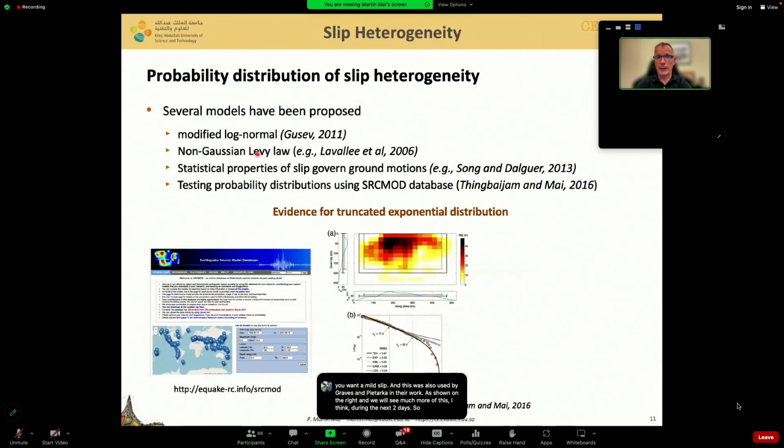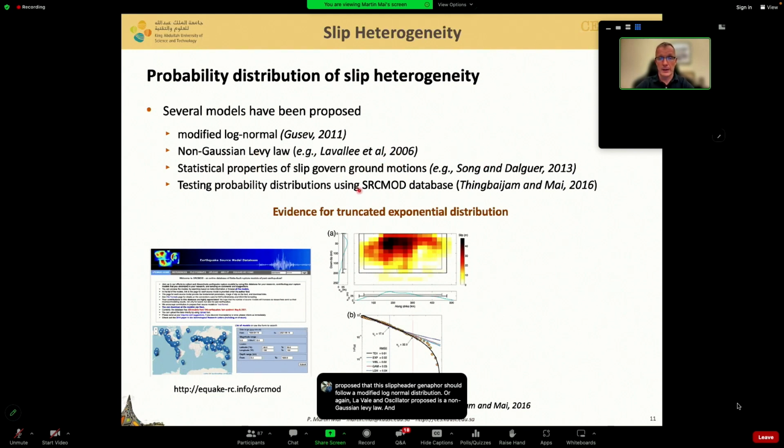So I would like to pose a question now, or I would like to alert you that the probability distribution of the slip distribution, as I showed just now, so the 1-point statistics of slip on the fault in these simulations, is actually automatically constrained to follow a normal distribution, a nice smooth Gaussian, which may or may not be true. In fact, Gusev, who unfortunately passed away a few years ago, has proposed that this slip heterogeneity should follow a modified log normal distribution. Or again, Lavallée and Archuleta later proposed a non-Gaussian Levy law.